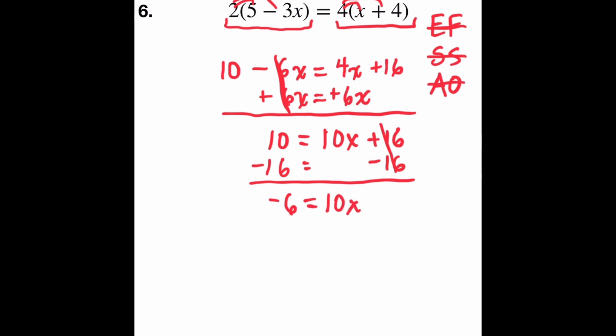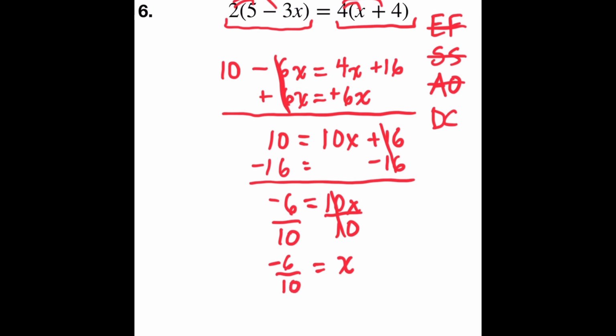Now I can move on to my last step, which is divide both sides by the coefficient of the variable, which in this problem is 10. So 10 divided by 10 is 1x on the right side, and negative 6 divided by 10 is not a clean division. So I can just express that as negative 6 over 10.